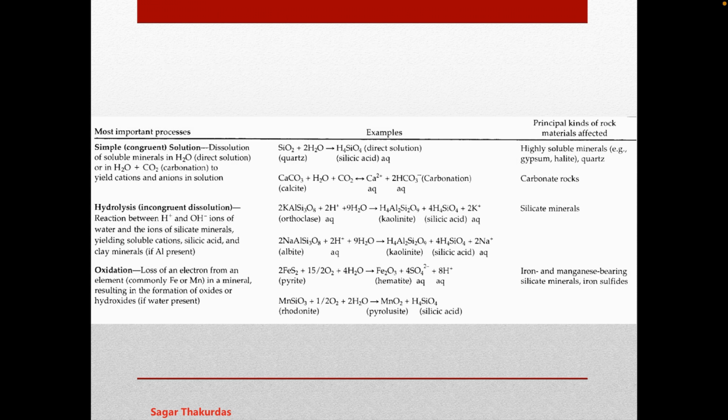Second is hydrolysis or incongruent dissolution, the reaction between silicate minerals, or minerals which are rich in silica, with water. If H plus ions are more, the water is more acidic and the reaction is more aggressive, and it gives rise to formation of clay minerals, which is important that you have to remember. So the target mineral is silicate minerals, giving rise to formation of clay minerals. And the third one is oxidation, where the loss of electrons takes place during the reaction in presence of oxygen. The example is shown here where pyrite gives rise to formation of hematite. So the minerals which are rich in iron and manganese are susceptible to this kind of reaction or chemical weathering.